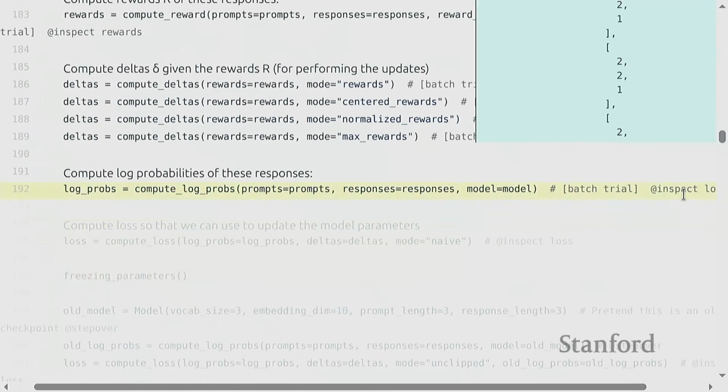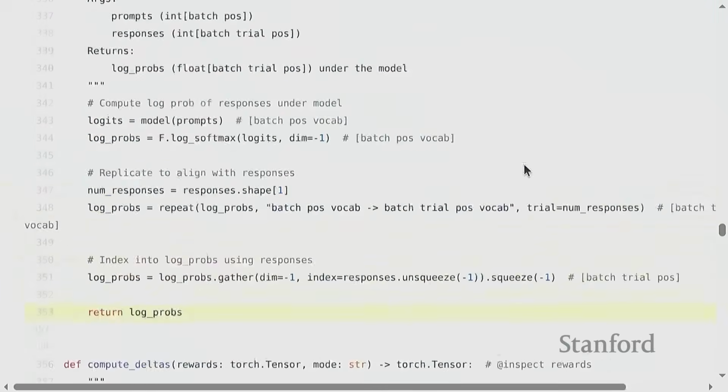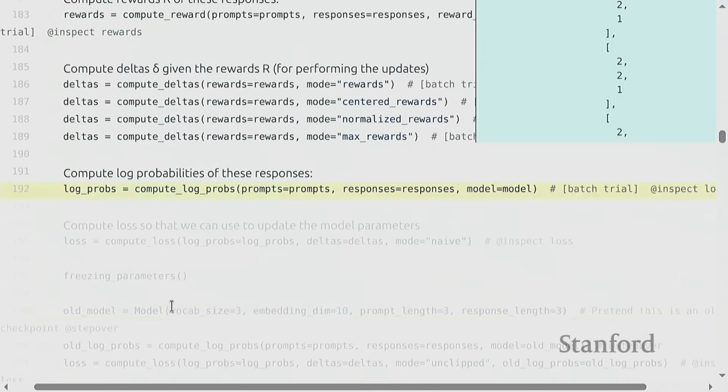So the logits returned by the model give me a distribution over all the vocab for every position and prompt. And now I have log probs for the particular responses. So these are log probs for these particular responses I got.